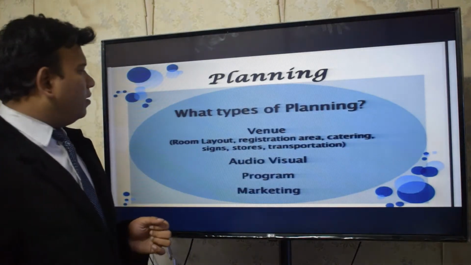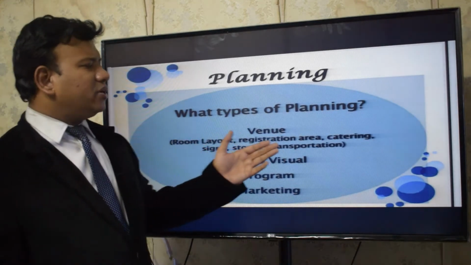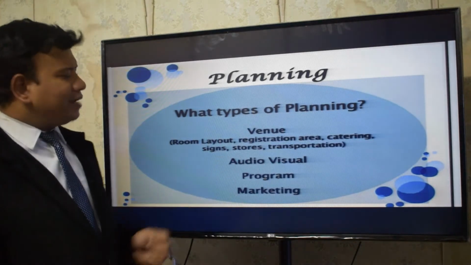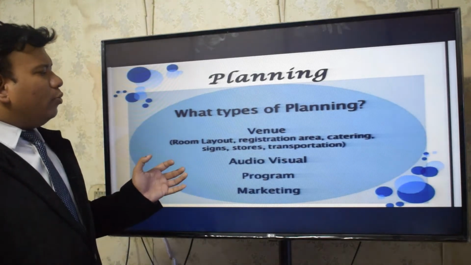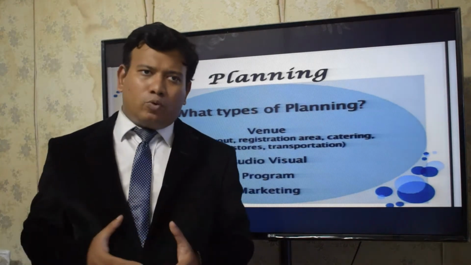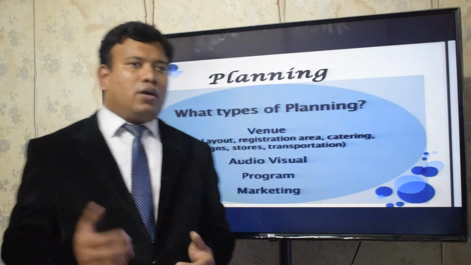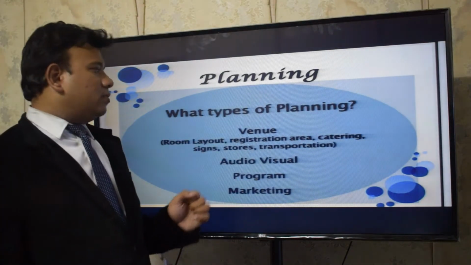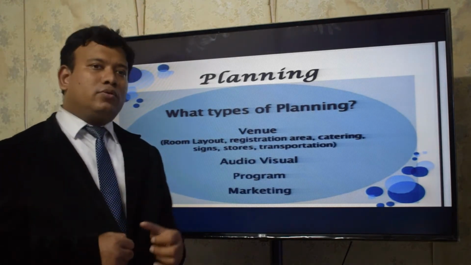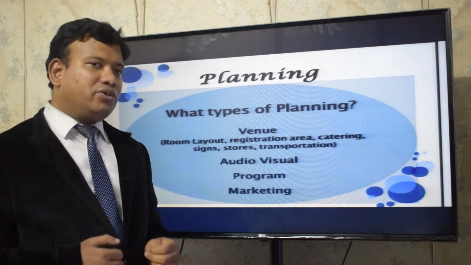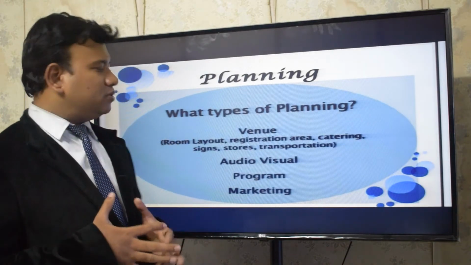Coming to planning, what types of planning are very important at the venue? The room layouts, registration area, catering, signs, stores, transportation, audiovisual, program and marketing. The room layout is very important. What type of event is going to happen, and what type of room do we want? Planning is the most important thing for an event. So the first type of planning we see in a venue is the room layout. When you see the room layout, consider what type of event it is, whether a birthday function or a seminar. What type of layout we are going to prepare, the chair arrangement, is very important.